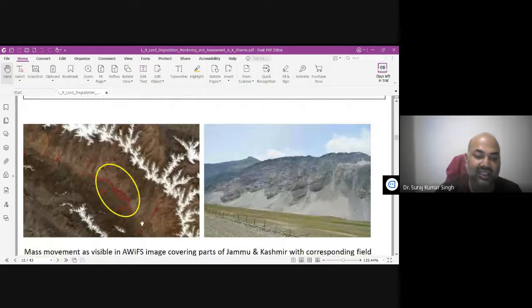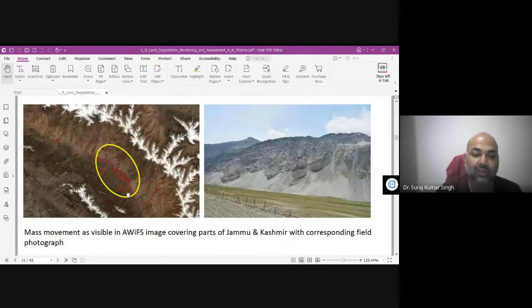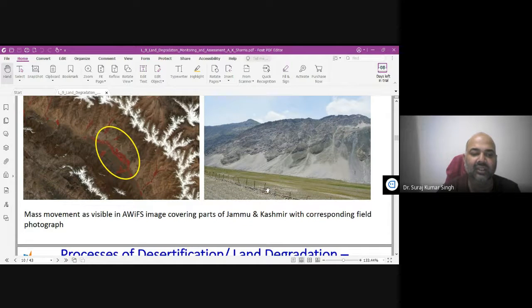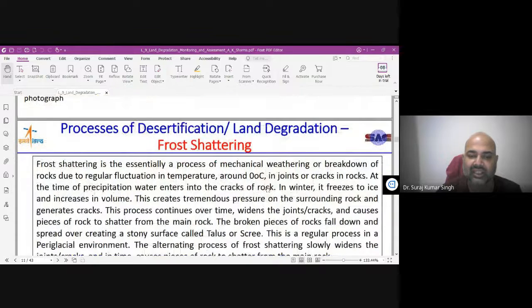So you will see how this mass movement is identified on the satellite image. You can see that along the borders, along the downslope, the entire mass movement has taken place, or there has been reduction into small soil particles, small chips with soil particles. Such kind of movement, if it is downwards, will be classified under the mass movement category.